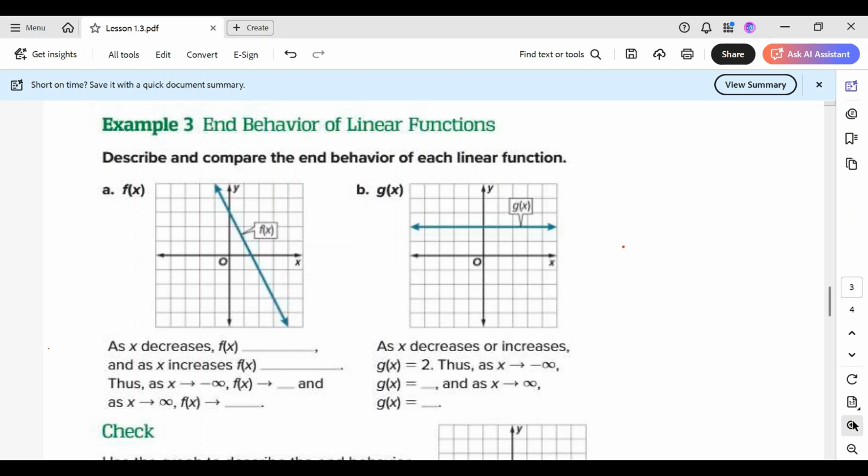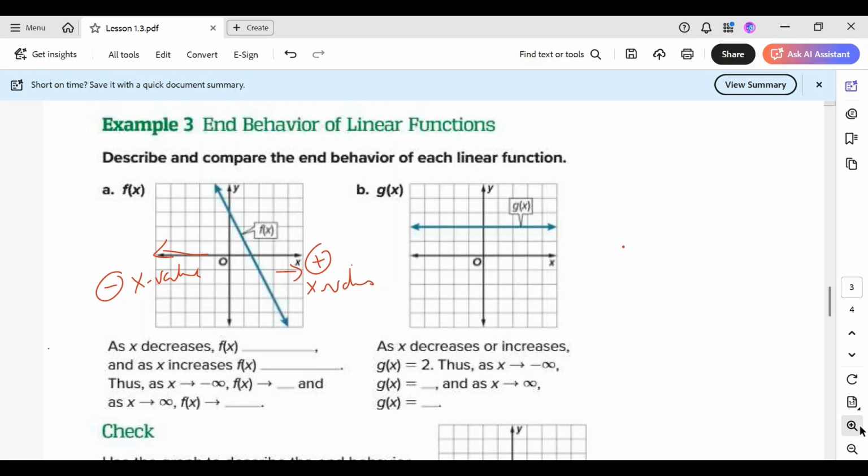In example 3, we're identifying the end behavior of linear functions. It says describe and compare the end behavior of each linear function. So we're looking at the f of x equation. Remember, to the left, those are negative x values. To the right, we are positive x values.